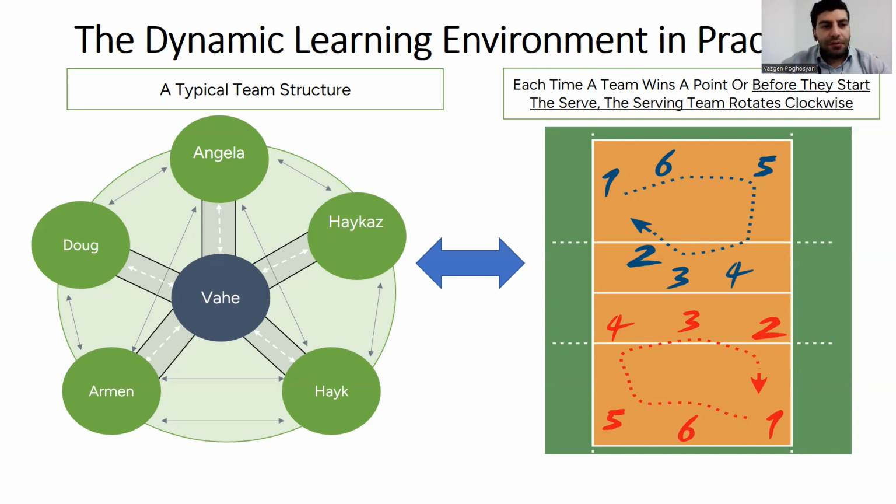While in the volleyball game, we have a very different structure and a very different philosophy under the teams. On the right-hand side, you can see the structure and the rotational system incorporated under the volleyball game. If you look at the picture, we have a six-person team, exactly what we have under our dynamic learning environment. So we also have a six-person rotational system.